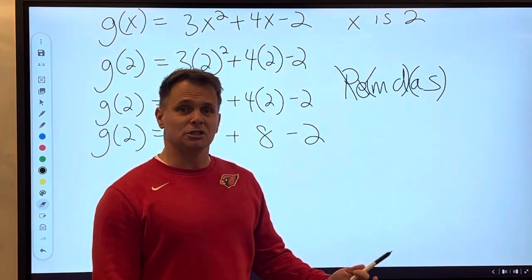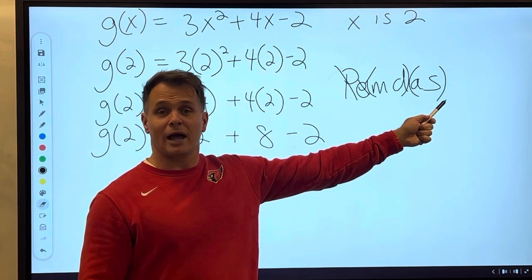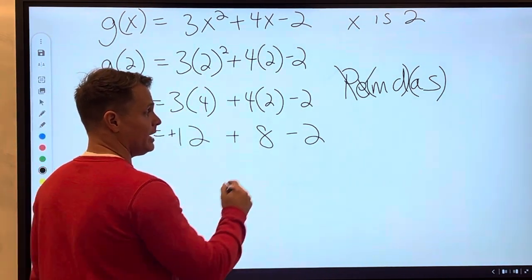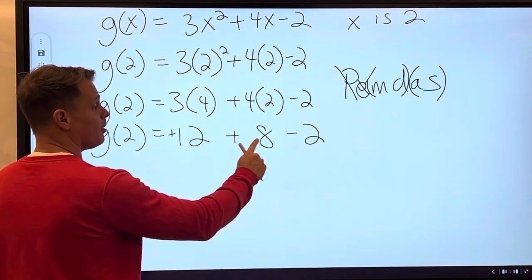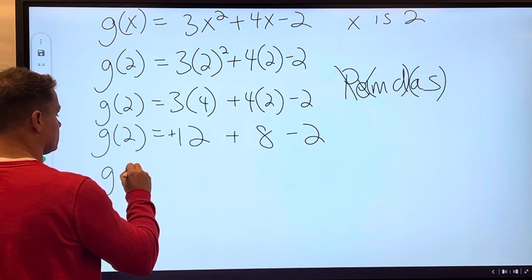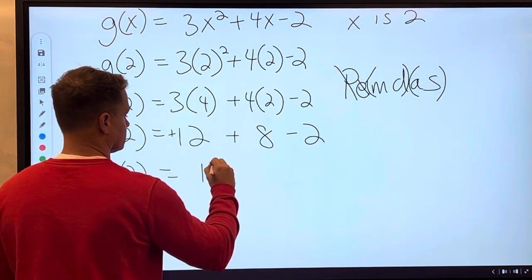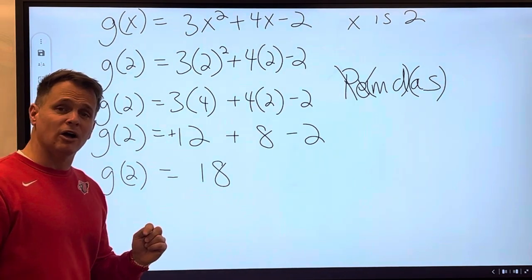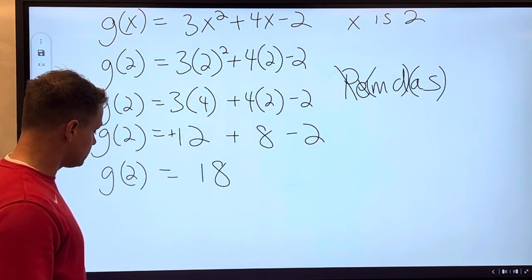The last thing I'm going to do is addition and subtraction, left to right. I got a positive 12, a positive 8, and a minus 2. So 12 plus 8 is 20. 20 minus 2 is 18. So when the x value is 2, the y value is 18.